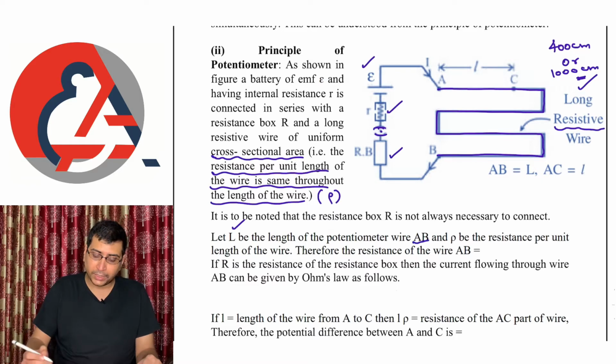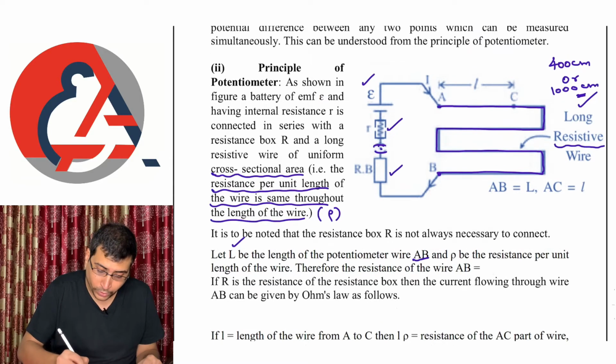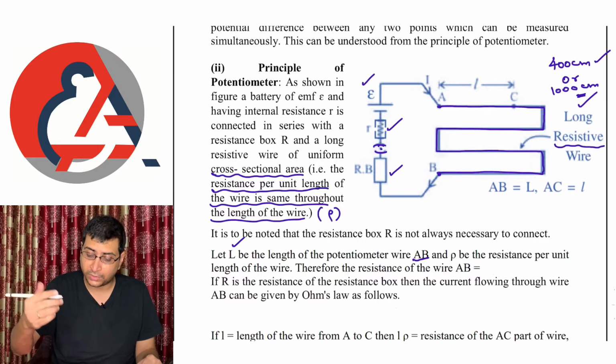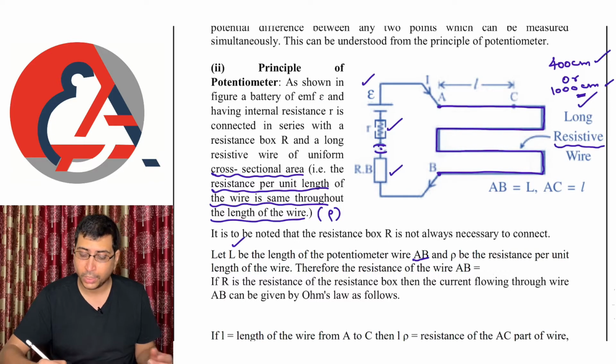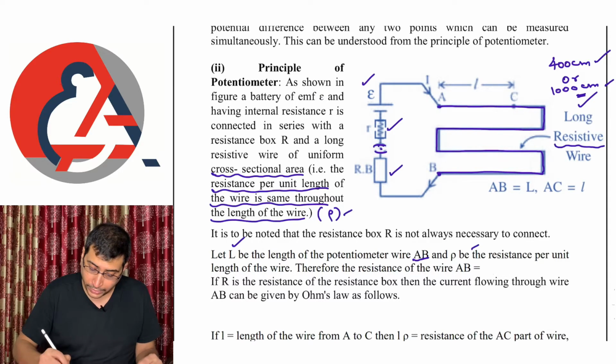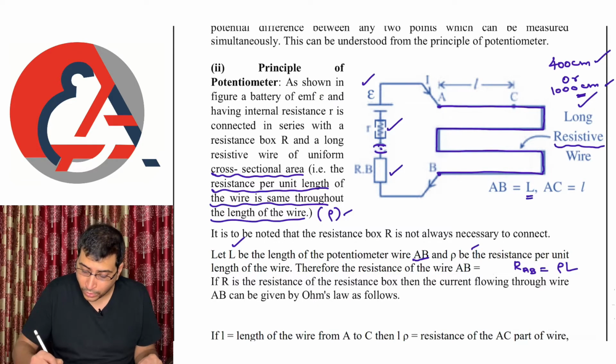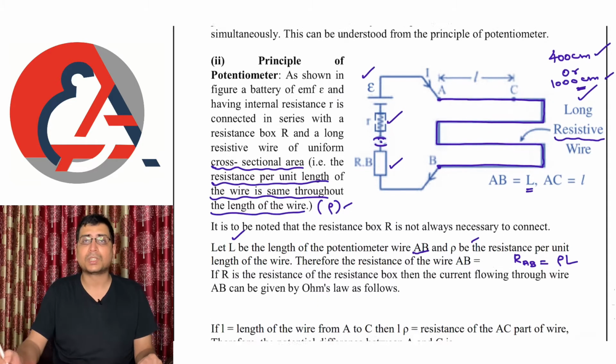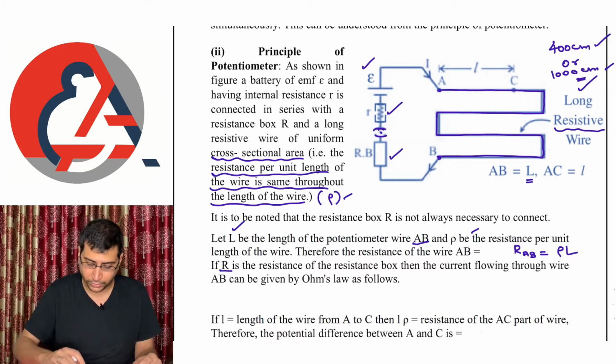Let L be the length of the potentiometer wire AB. So A to B is the length of the potentiometer. As I mentioned, in real time, it can either be 400 centimeter or 1000 centimeter. And rho be the resistance per unit length of the wire. Therefore, what will be the resistance of the total wire AB? The resistance of the wire AB is going to be the resistance per unit length multiplied with the total length of AB, which is capital L, so R_AB = rho L.